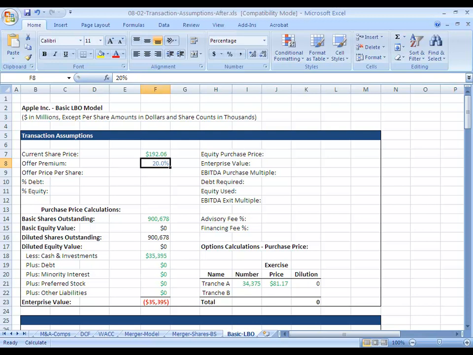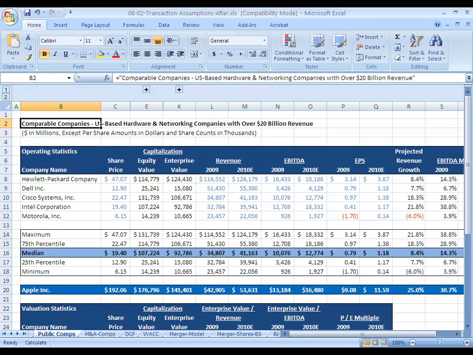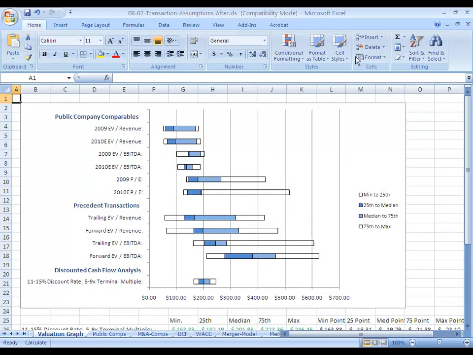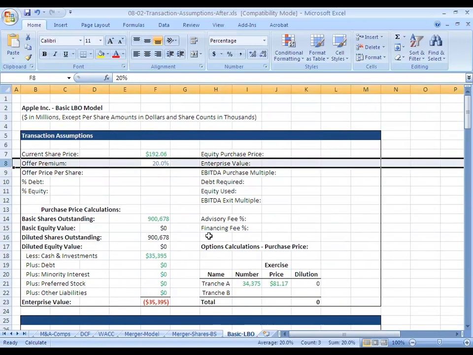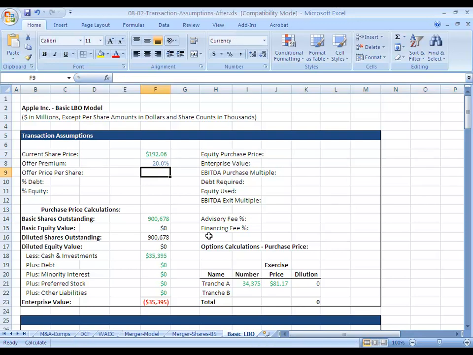Now, if we wanted to be more precise here, we could go back to our valuation work for Apple, and say, okay, according to the DCF and the other analyses, their share price should be around $200 a share, somewhere in that range. And then based on that, we could come up with the appropriate premium. But in this case, just for illustrative purposes, and because for a deal like this, usually you would need more than a 5% premium to get it done, I'm going to say a 20% offer premium. So for the offer price per share, all we do is take our current share price and multiply by 1 plus the offer premium.